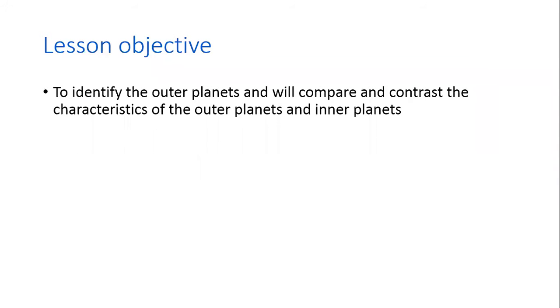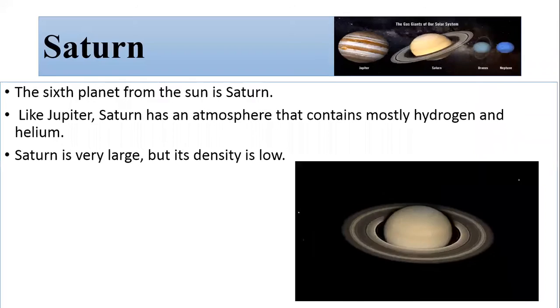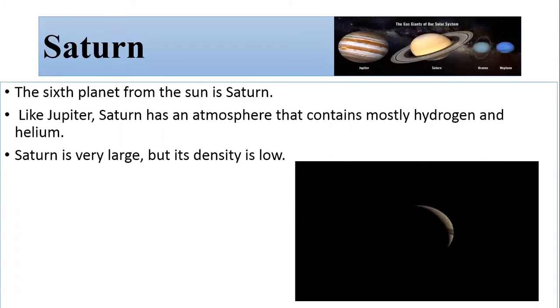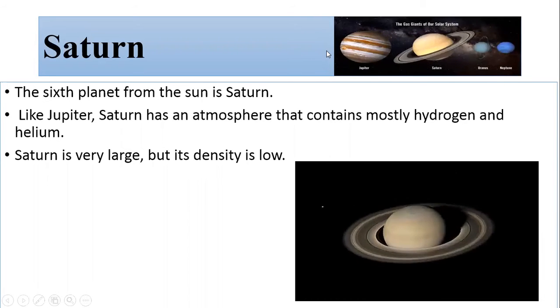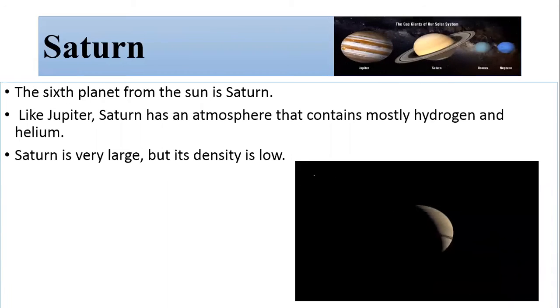Lesson objective: to identify the outer planets and to compare and contrast the characteristics of the outer planets and inner planets. Today we will study Saturn. We have four outer planets, as I told you, and four inner planets.